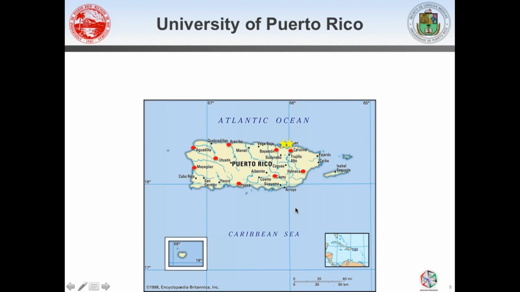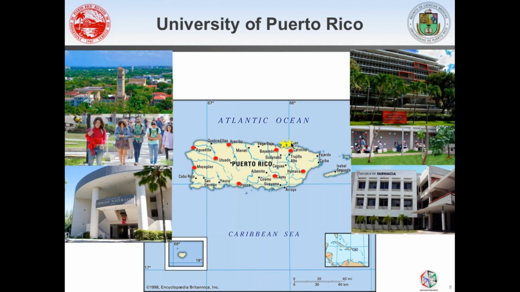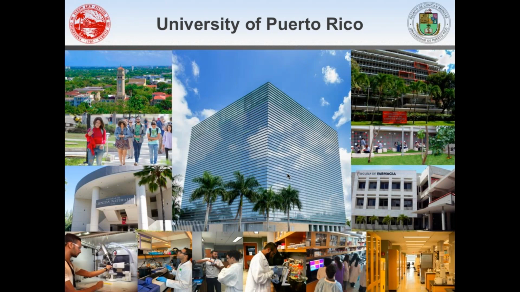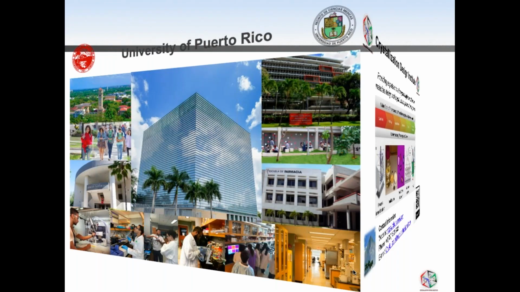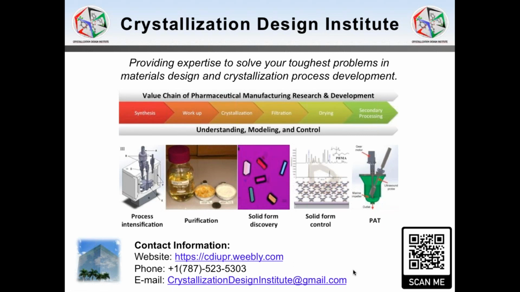And our two major campuses are located in the metropolitan area of San Juan: the Rio Piedras campus and the Medical Science campus, just 5 minutes apart from each other. In between these two campuses is the home of our research laboratory, the Molecular Science Research Center, where Vimali and myself do research together with our students to answer pressing questions related to materials design and crystallization process development along the entire value chain of pharmaceuticals.